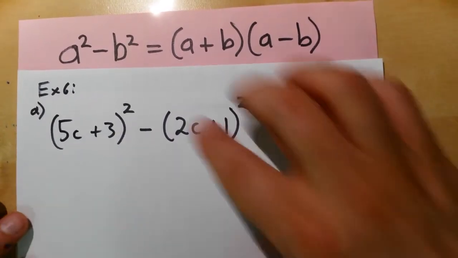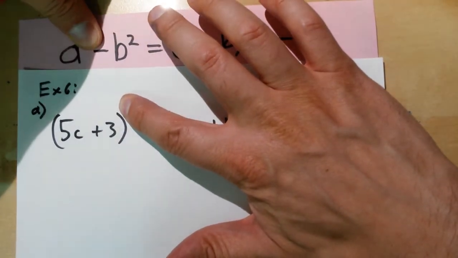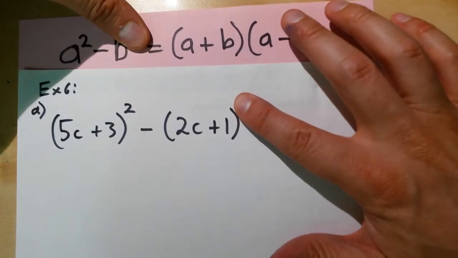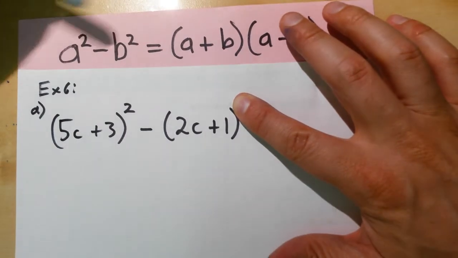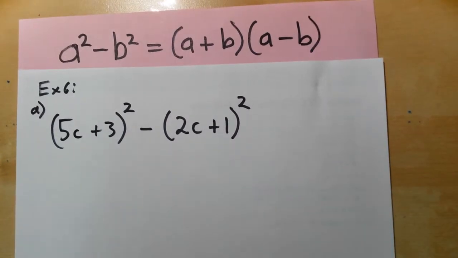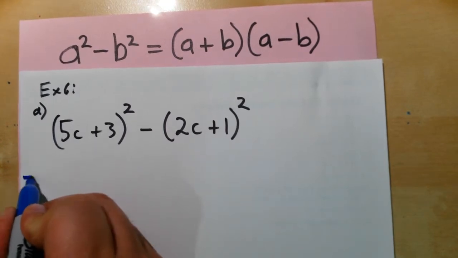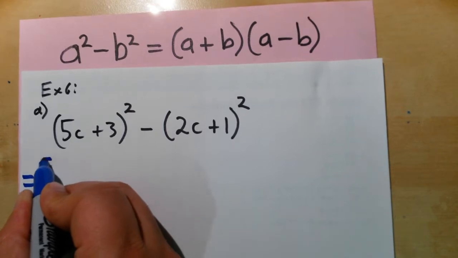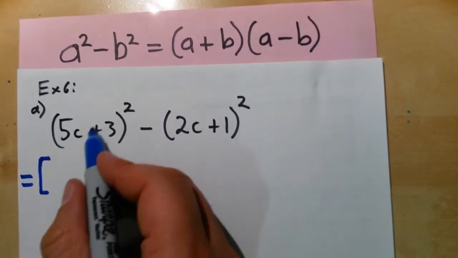So our a expression is this one, 5c plus 3. That's our a. And then our b would be 2c plus 1, right? That's our b. Alright, so if we recognize that, then we can simply answer this. Now, this may get kind of big, so you may want to give yourself some space. I will use the square brackets to separate these, right?